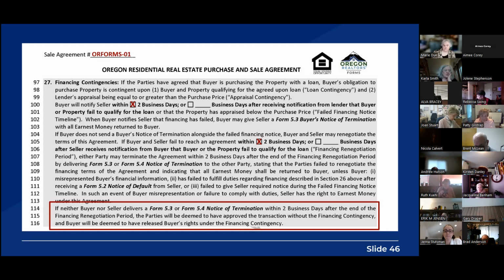That's an important change. So let's go over that again. If neither the buyer nor the seller delivers form 5.3 or 5.4, the termination, within 2 business days, and we don't give you an option there, it's 2 business days after the end of the financing renegotiation period, these are the dates that you wrote up here in this section, the parties will be deemed to have approved the transaction and are proceeding. You need to make sure that you understand that if you don't do anything, that contingency, like due diligence, has sunsetted and you're moving forward.